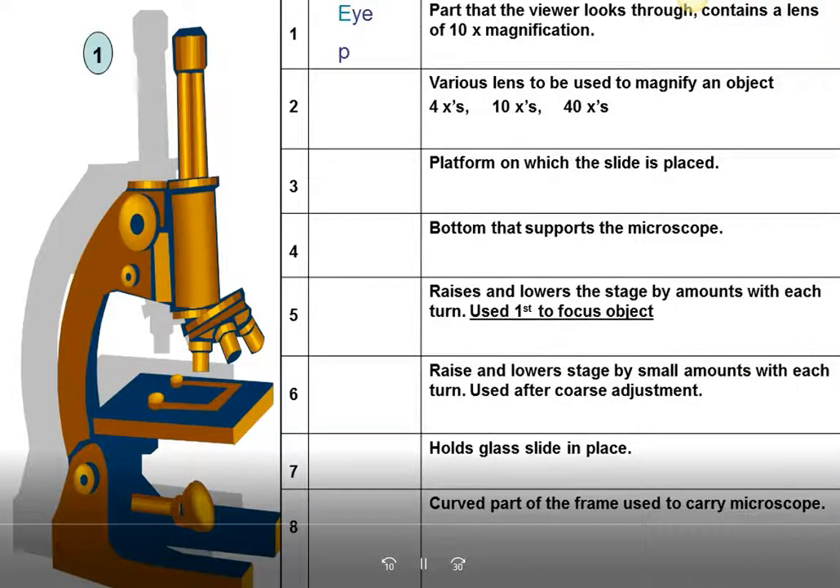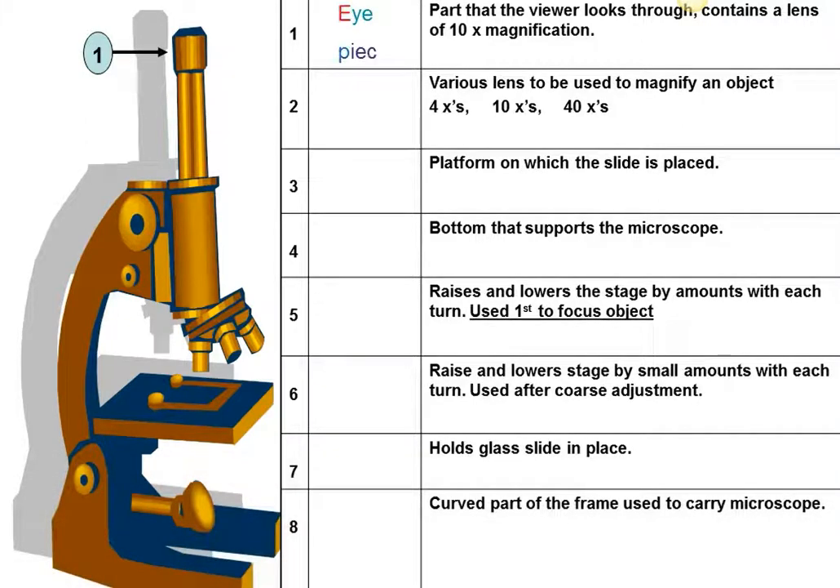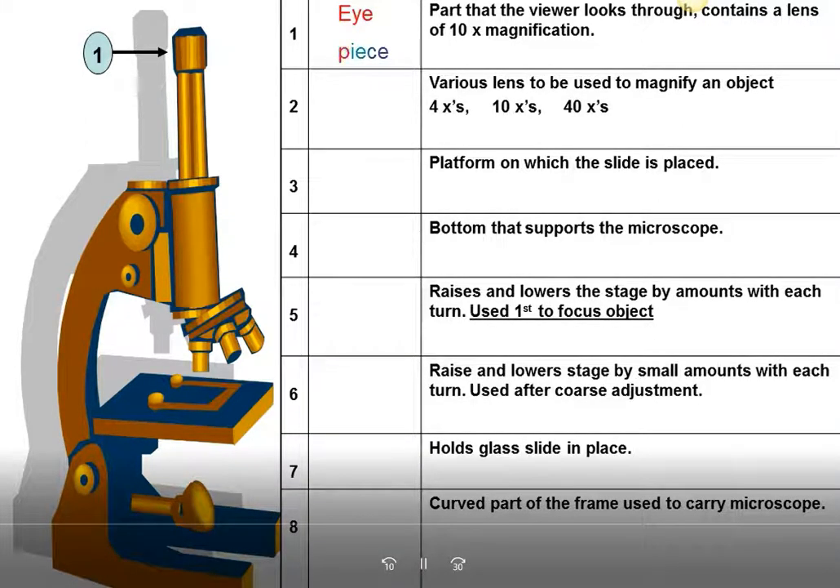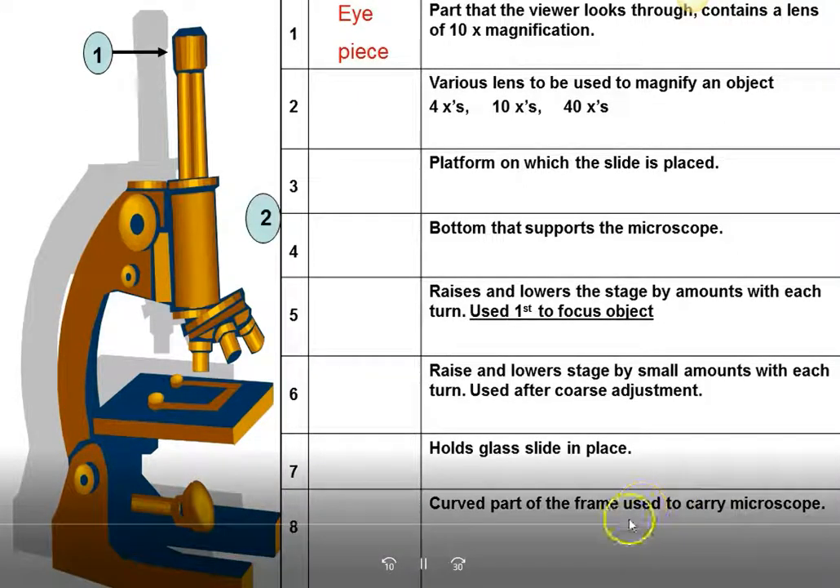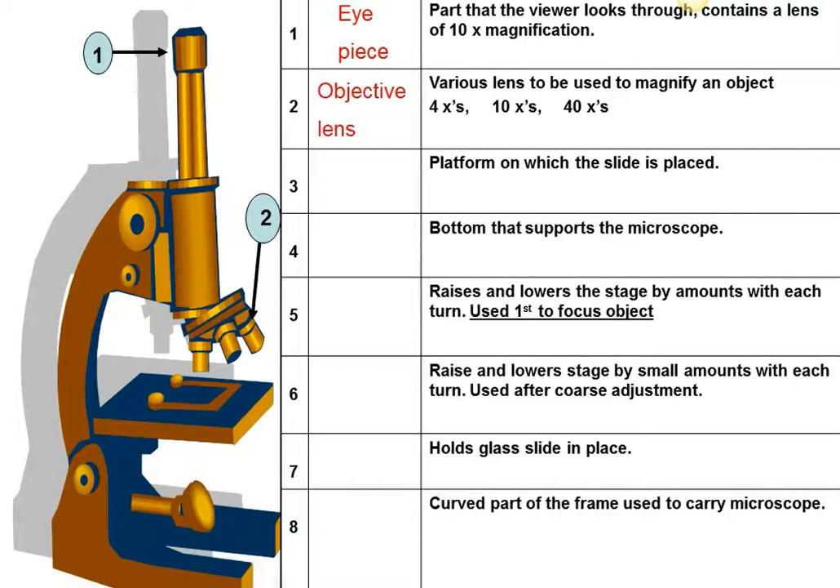The part of the microscope that's used for the viewer to look through, and it contains a lens of 10 times the magnification, is called the eyepiece. That would be part 1. Part 2 of the microscope are the various lenses that you actually turn, and they're used to magnify an object either 4 times, 10 times, or 40 times, and that is called the objective lenses.